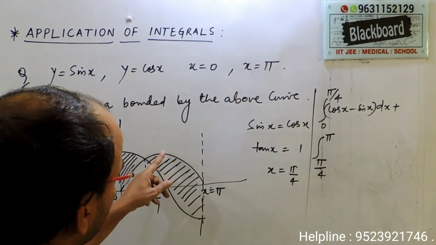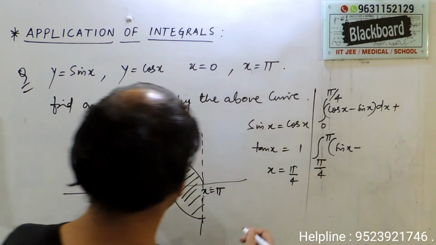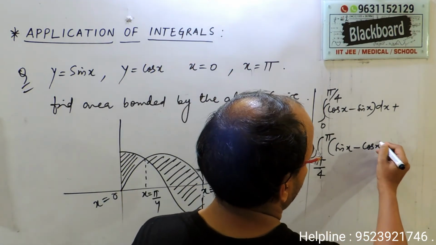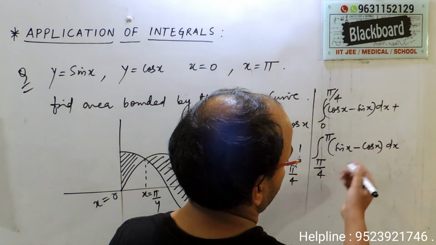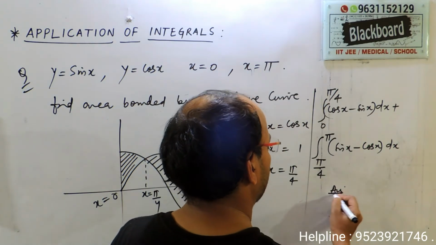पाई बाई 4 टू पाई के लिए देखिए ऊपर में क्या है sin x. This is sin x माइनस this will be your cos x. sin x माइनस cos x एंड dx, एंड ऐड दिस प्लस दिस. इसको इंटीग्रेट कर दीजिए. इंटीग्रेट करने के बाद ऐड कर दीजिए. You will get your answer.